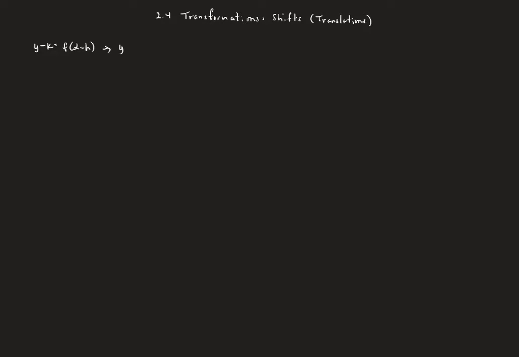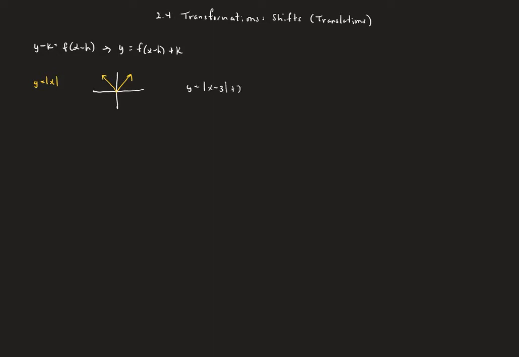Sometimes you will see this written with the k moved to the other side. So you may sometimes see it as y equals f of x minus h plus k. It's the same idea though. So if we start with something basic, suppose we look at y equals the absolute value of x function, which we are familiar with. It's going to be our V that opens up and has its vertex at the origin.